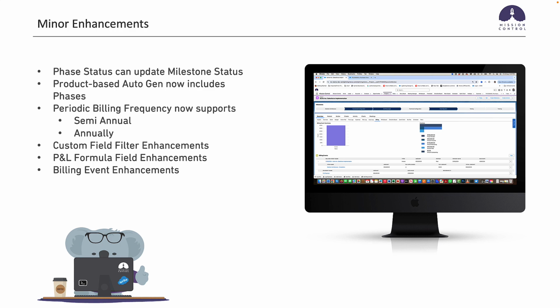Periodic billing frequency. So we've added in two new options for customers who might need to generate invoices every 6 months or every 12 months. So you will need to add those two values. This is all in the release notes, but you will need to add those two values to your periodic billing frequency pick list field on the project object.